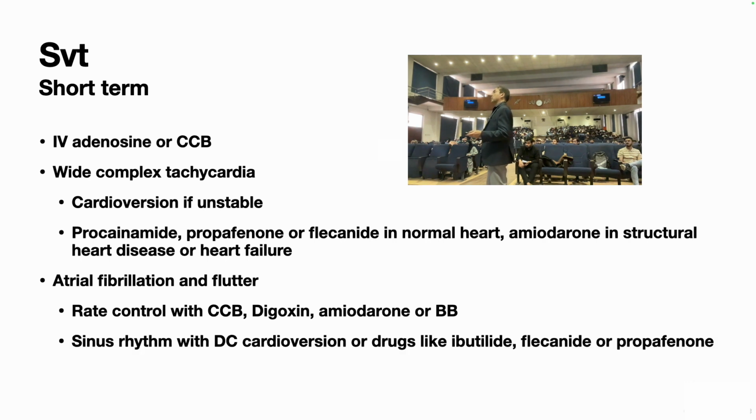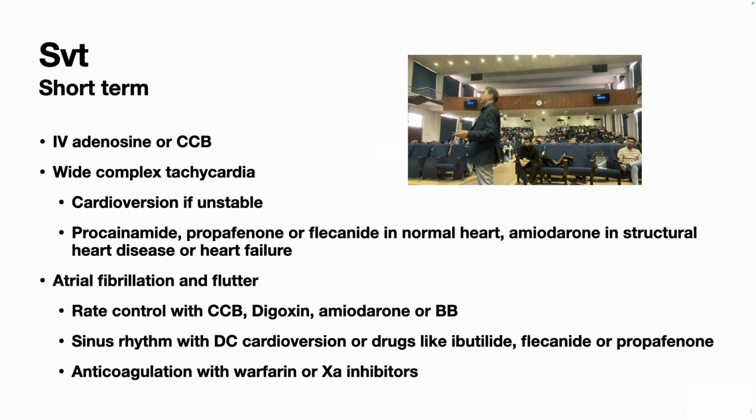And then you can get the sinus rhythm with DC cardioversion, or drugs like flecainide, ibutilide, or propafenone can be used to achieve the sinus rhythm. Now when you go for achieving the sinus rhythm, what is the precaution you have to take? I just told you. If the patient has atrial fibrillation, there will be possibility of clotting of blood in the atrium, and when you convert into the sinus rhythm, the atria contracts synchronously and pushes the clot, and you can have embolic phenomena. So you have to actually anticoagulate the patient and plan cardioversion.